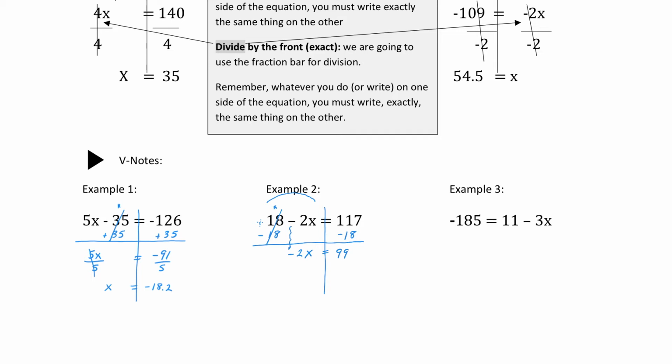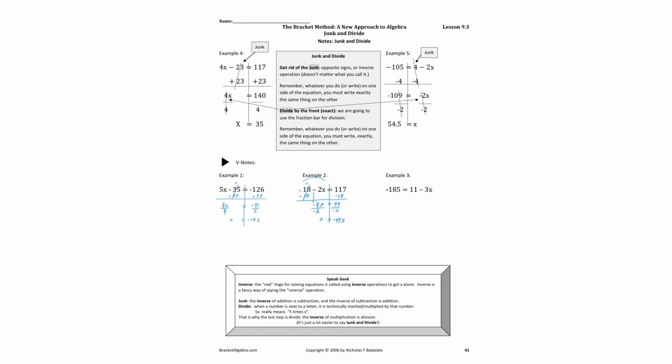Next step, divide. Whatever's in front of that x, fraction bar negative 2, fraction bar negative 2. That cancels that out, leaving me with what I want, just the x. And again, let the calculator do the work. We're here at negative 49.5. Let's take a look at example 3.